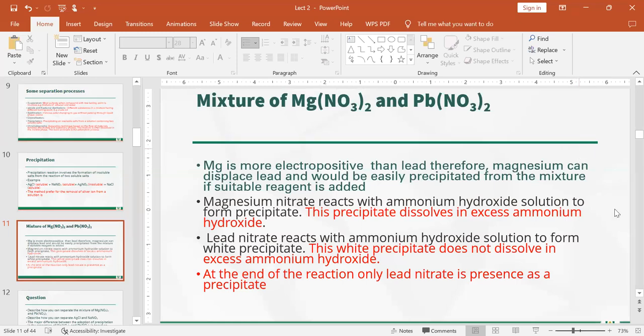That's another example: magnesium nitrate and silver nitrate. Is it precipitated out of the solution? It dissolves, it is more soluble in water, for instance, than silver nitrate. So you can separate them by precipitation.